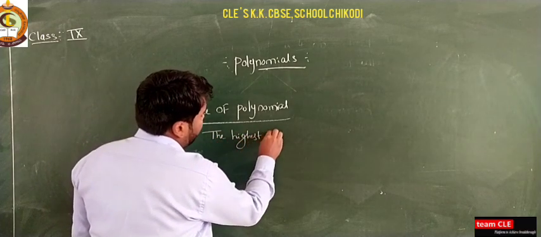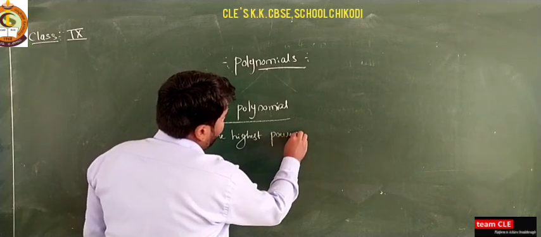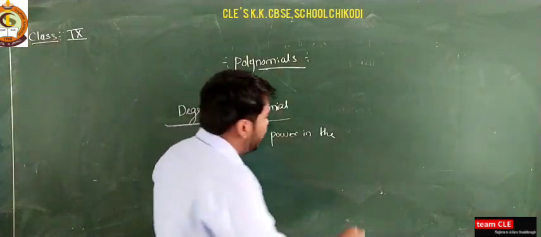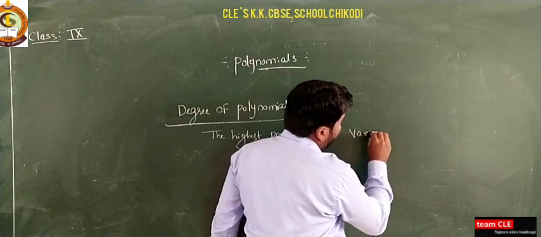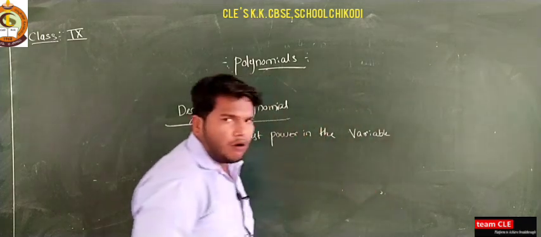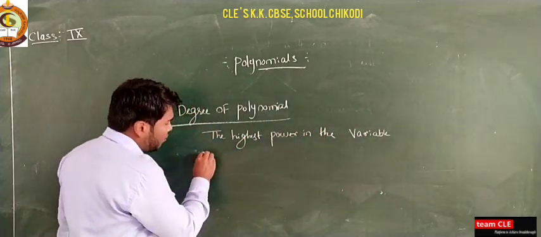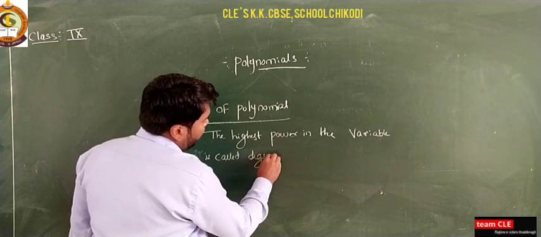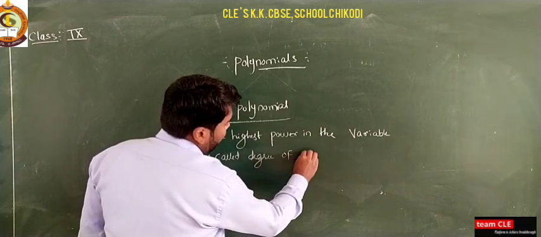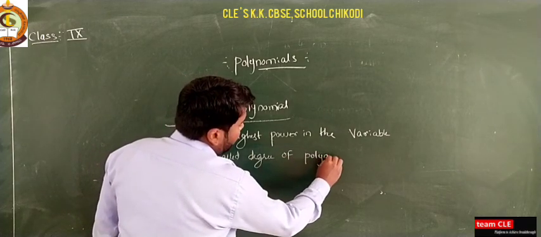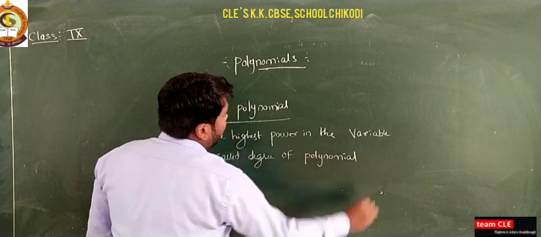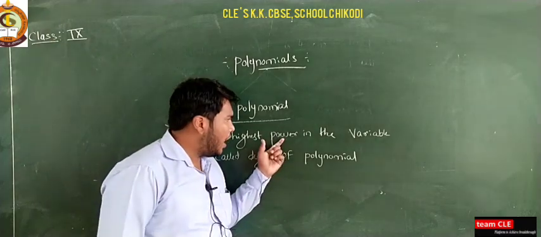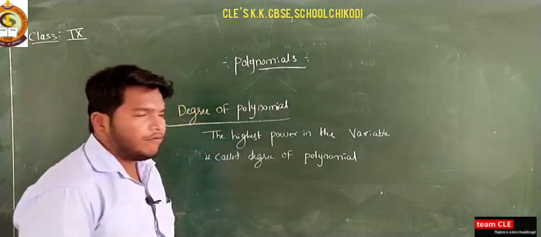the highest power in the variable is called the degree of the polynomial. So this is the definition for degree of the polynomial. The degree of polynomial says the highest power in the variable is called the degree of the polynomial.